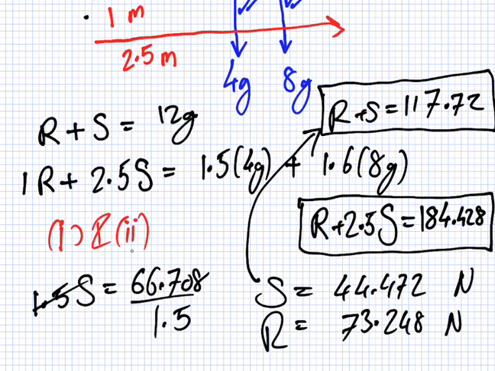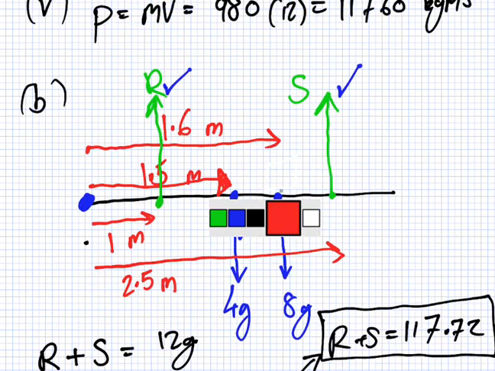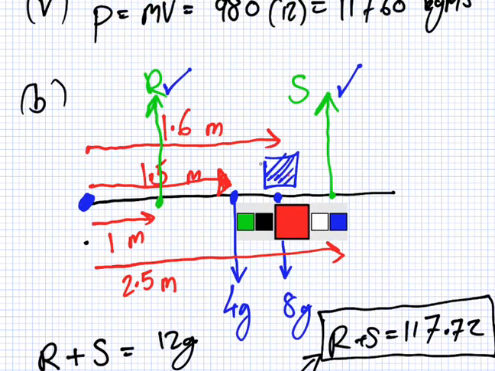Last part is the object is gradually pushed towards end A. Determine the distance of the object from A when the plank just begins to lose contact with the support D. Now that is an interesting question, but it's only for 3 marks at the end. So don't worry if you didn't understand it fully. But what they're saying that's happening here is this block of 8G is being moved this way.